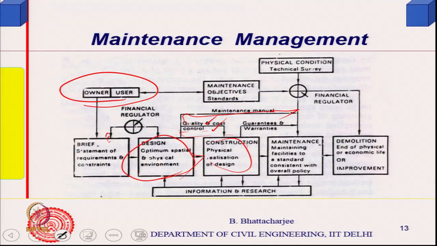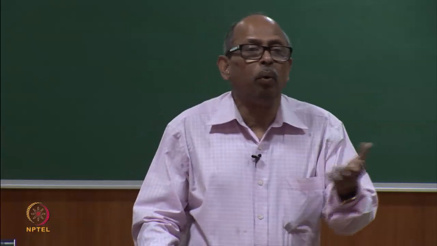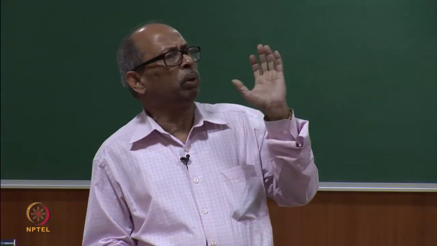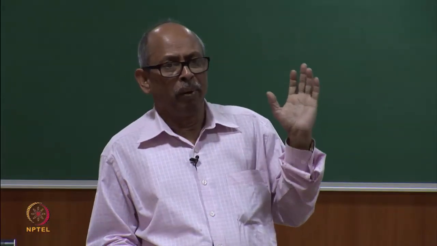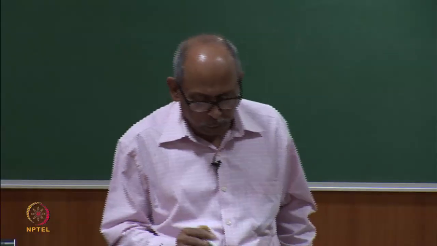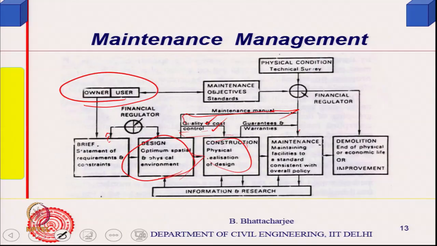And then simultaneously guarantees and warranties are also given after construction, particularly a waterproofing system. They will say that okay, 7 years it will be no problem, 10 years it will have no problem. So, those records will also be there, and this information goes to the information and research, which can be passed on later on to the next building. There can be two-way traffic, and then these guarantees and warranties, and then comes the maintenance.